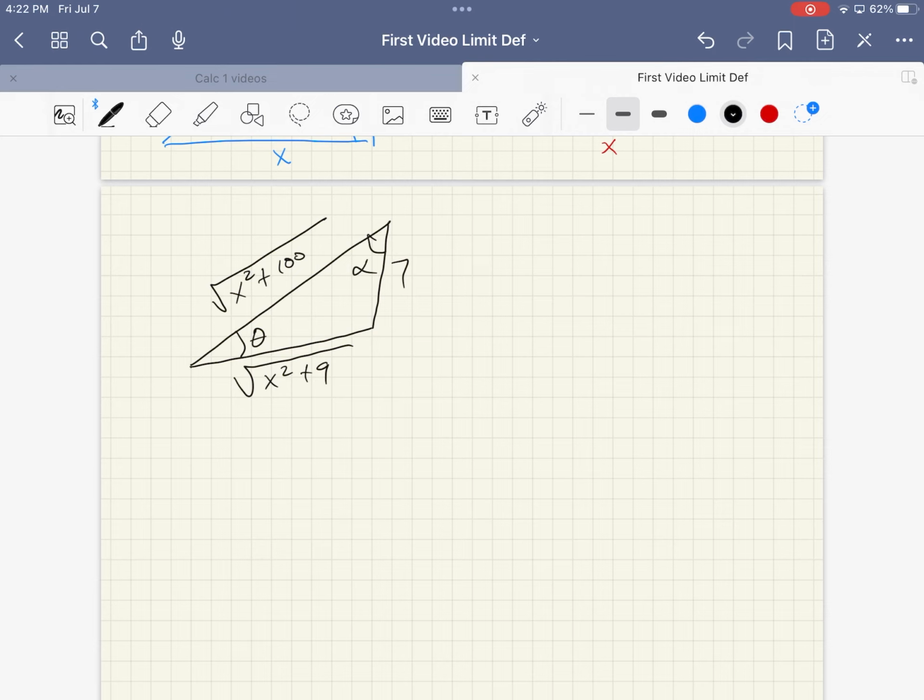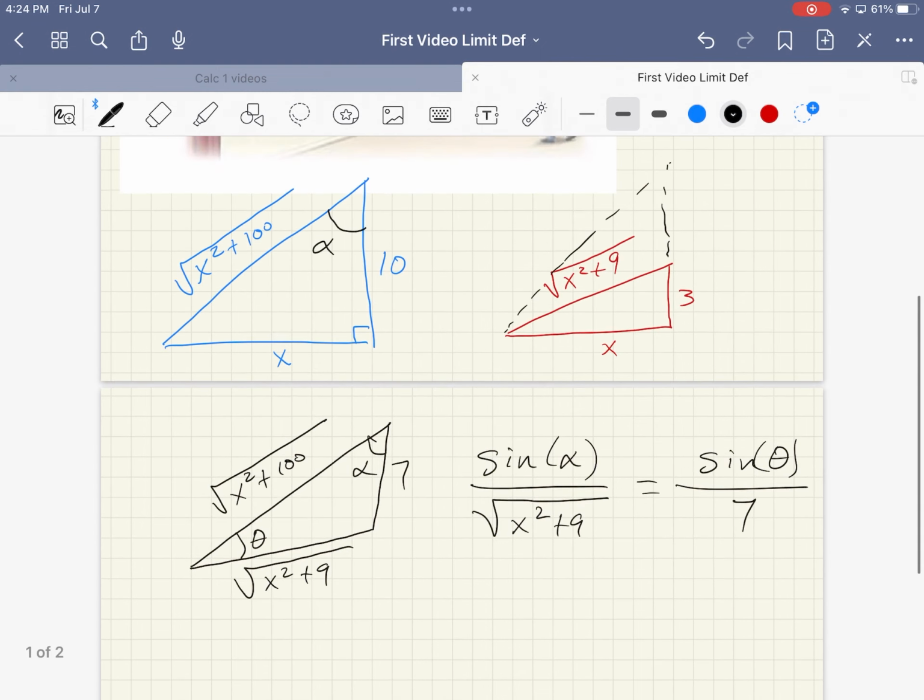Now if you recall back to your trig days, we know that in a non-right triangle, we can say that sine of alpha over the side opposite, the square root of x squared plus 9, would be equal to sine of theta over the side opposite it, which is 7. So now notice I have a function of theta, but it's a function of both alpha and x. So I need to get rid of this alpha.